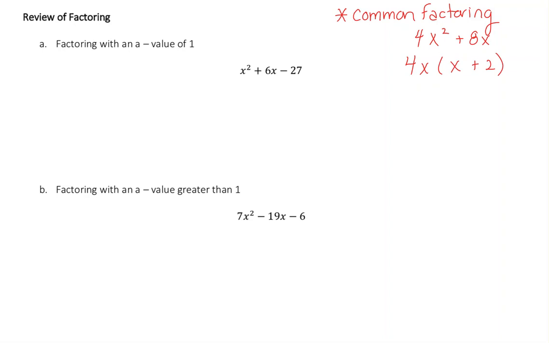That's common factoring. Common factoring involves factoring something out that is common to all terms. This should always be step 1. Every time you're approached with a factoring problem, check to see if you can common factor. It will make your life that much easier. If you can't common factor anything, then it has to be one of these three ways. Now, if you look at our first problem, x squared plus 6x minus 27. The a value here is 1.